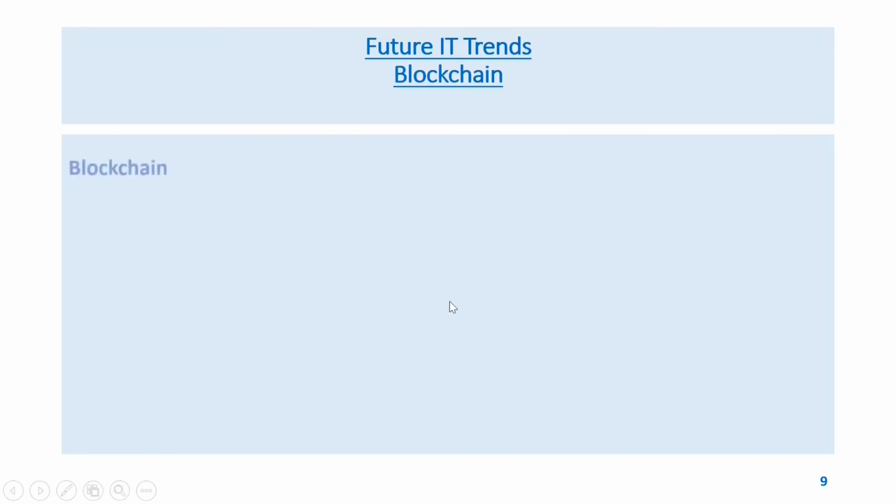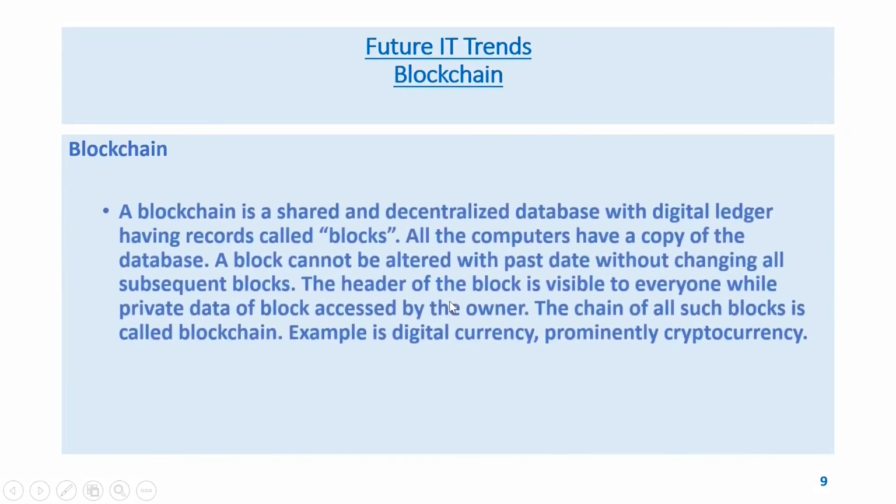Next IT trend in future is blockchain. A blockchain is a shared and decentralized database with a digital ledger having records called blocks. All the computers have a copy of the database. A block cannot be altered with past data without changing all subsequent blocks. The header of the blocks is visible to everyone, while private data of a block is accessed by the owner. The chain of all such blocks is called blockchain. Example is digital currency, prominently cryptocurrency.